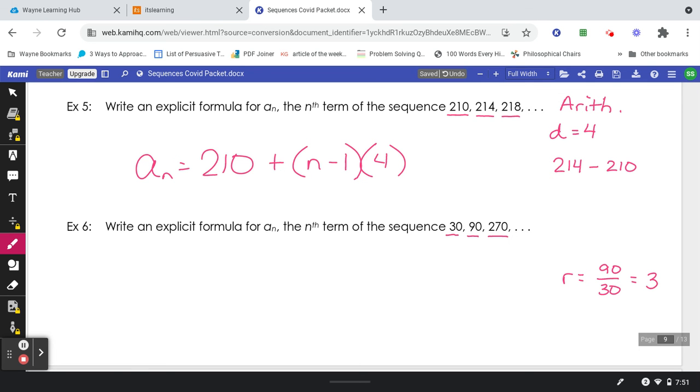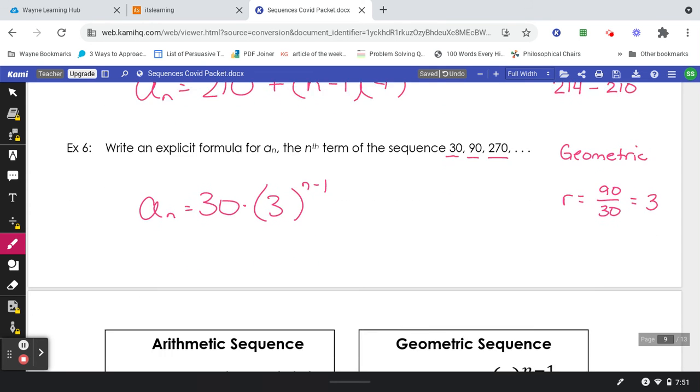So then I'm just going to double check to make sure that that's correct. 30 times 3 is 90, yes. 90 times 3 is 270. That is correct. So this one is geometric. See if you can write that formula, put everything in the right place. All right, so you should have a sub n equals 30 times 3 in the parentheses n minus 1.